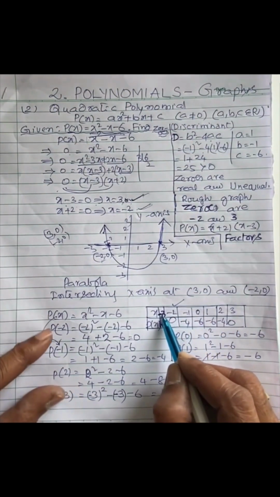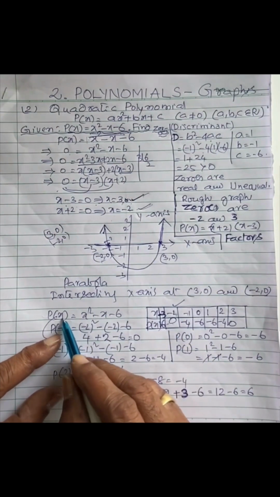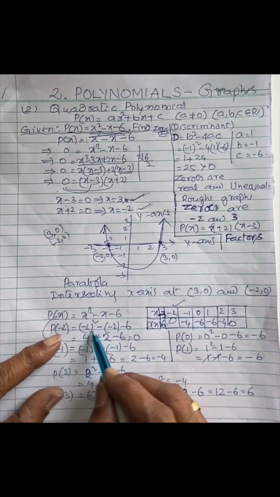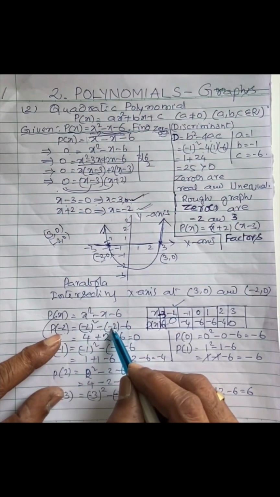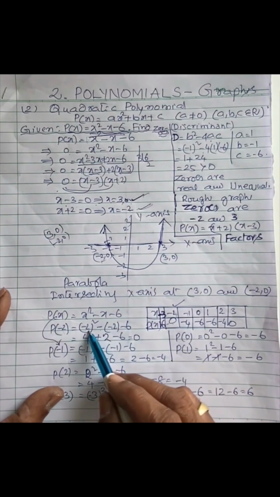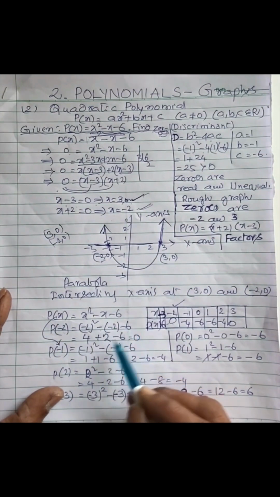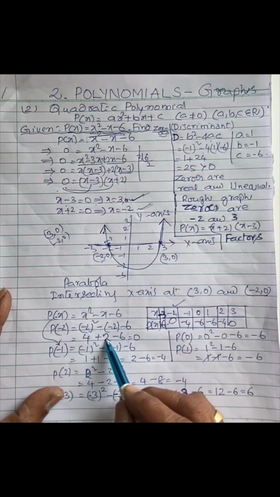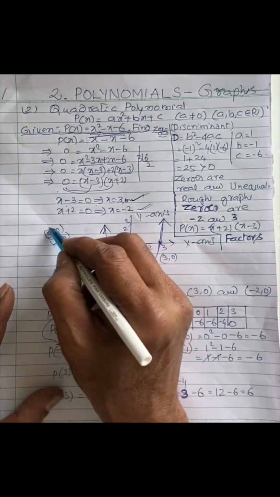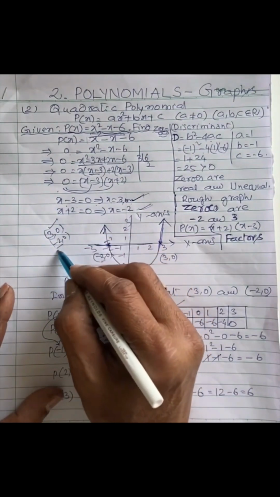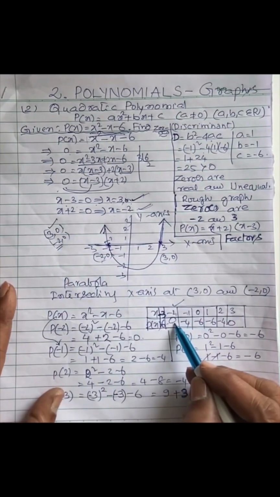Substitute minus 2 in place of x: minus 2 square minus, minus 2, minus 6. Minus 2 square means 4, minus of minus 2 is plus 2, minus 6. 4 plus 2 is 6, 6 minus 6 is 0. Anyway, if you substitute 3, you will get 0. If you substitute x coordinate minus 2, you will get 0. You got minus 2, 0.